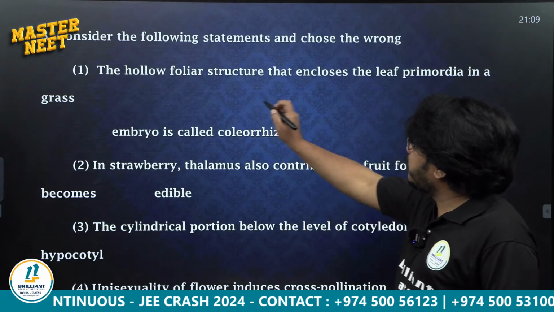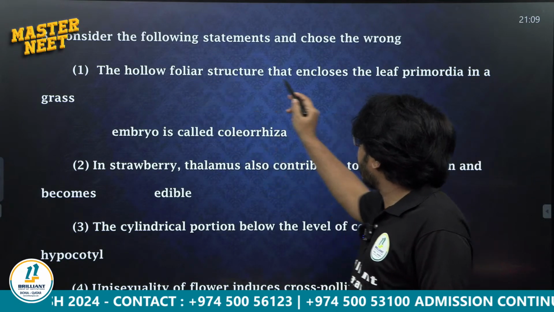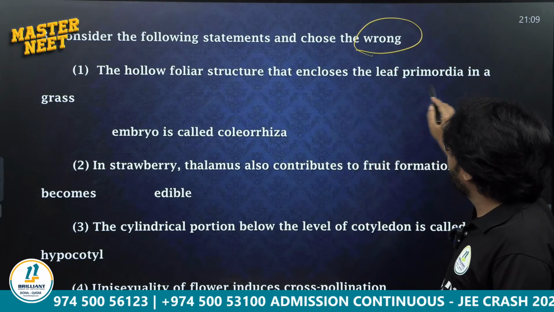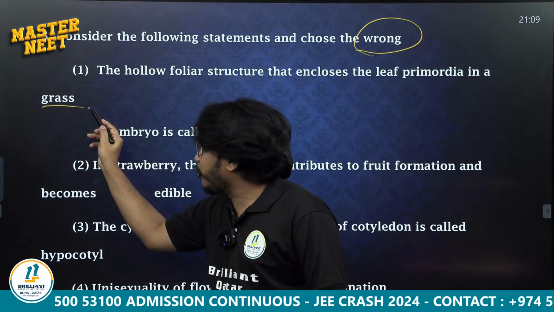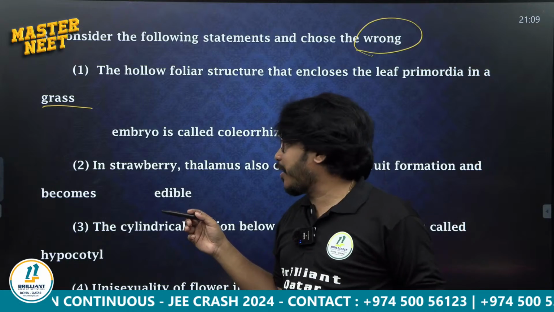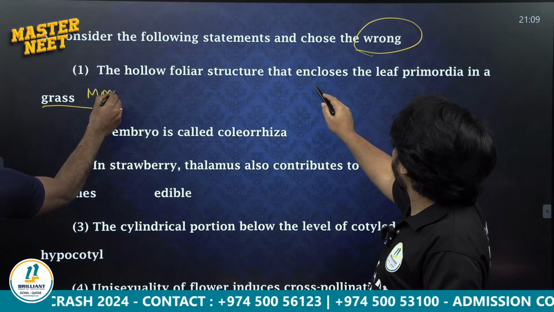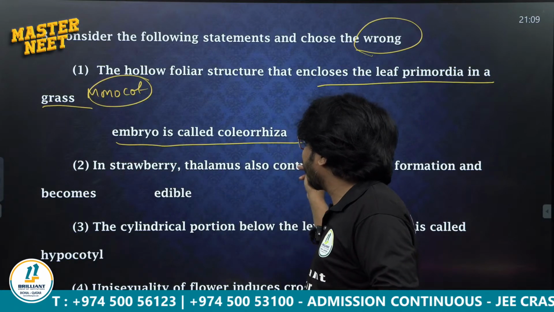Next question. Consider the following statement and choose the wrong one. The hollow foliar structure that encloses the leaf primordia in grass. Grass, you should understand, is a monocot. So the monocot seed structure you should try to recollect. The hollow foliar structure that is enclosing the leaf primordia in the grass embryo is called.